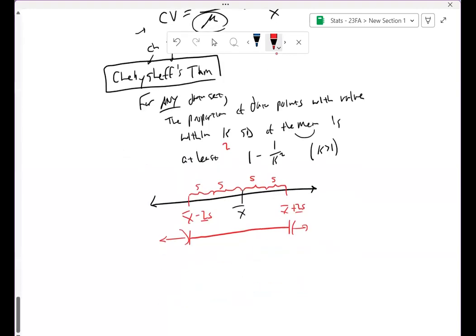So what percentage of data points have to have a value within 2 standard deviations of the mean? Well, that percentage has to be at least 1 minus 1 over 2 squared, 1 minus 1/4 is 75%. So Chebyshev's theorem is a statement that is always true. This is based on how the mean and standard deviation are defined.